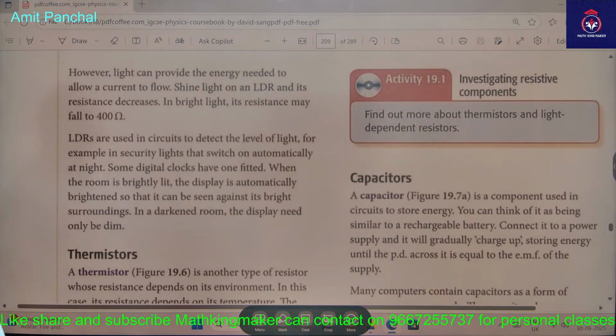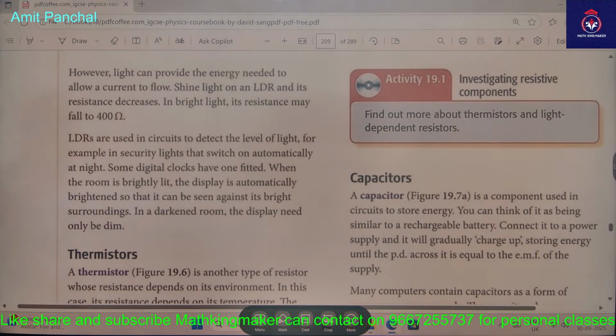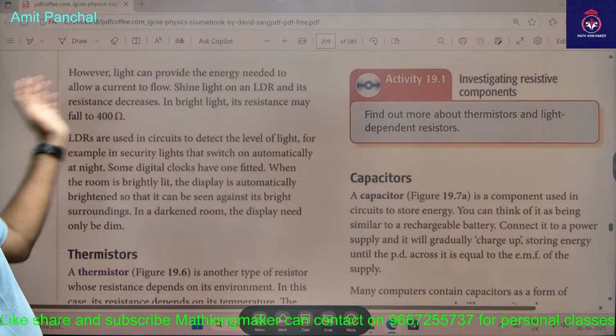So light can provide the energy needed to allow a current. Basically they operate whenever there is light. So light provides the energy needed to allow a current to flow. Shine light on an LDR and its resistance decreases. So whenever there is light, its resistance decreases and it operates.